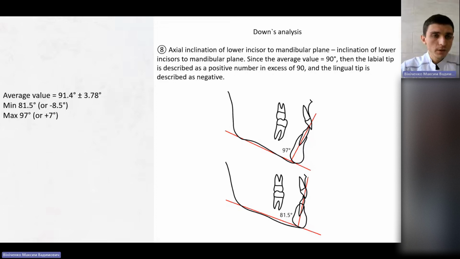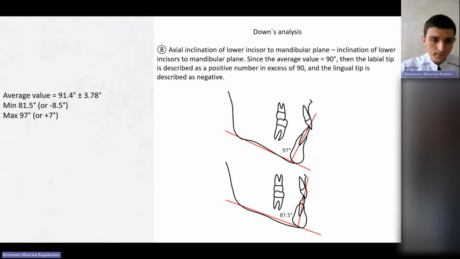For example, if our patient has an IMPA value of 81.5, we say that the lower incisors are retruded. They have a retrusive position. If this value is 97, we say that the incisors have a protruded position. It is very important in our practice.